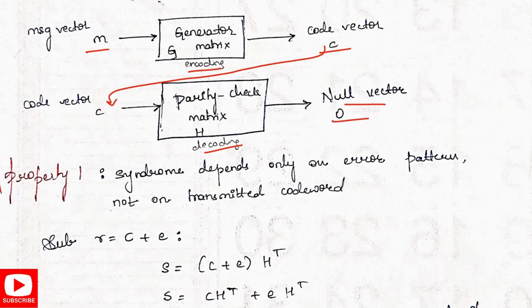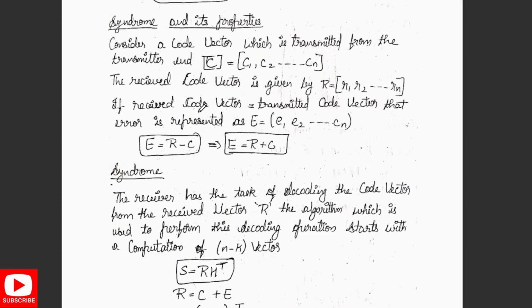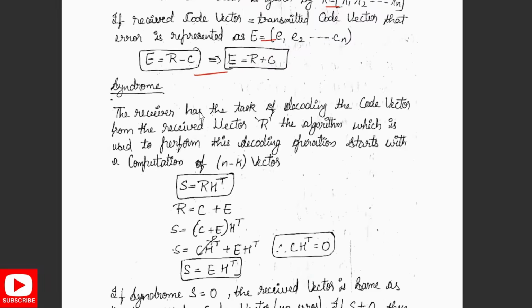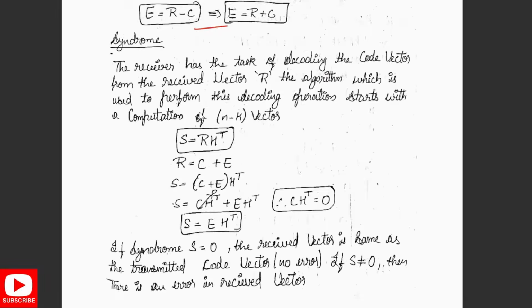For the explanation part, you can refer to this. Here you need to consider C. Just write it in terms of n, C, R, and E, and finally the expression. So this is how you have to explain it. Another thing is you can even write R as C plus E, and S is equal to (C plus E) into H transpose. And as we know, C into H transpose is equal to 0, and S is equal to E into H transpose.